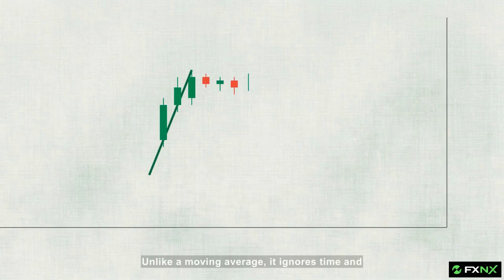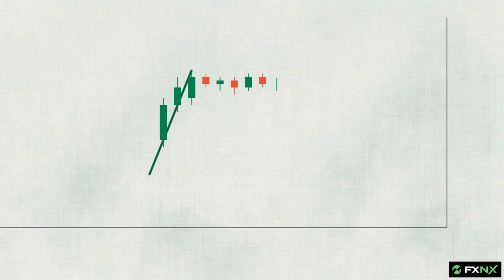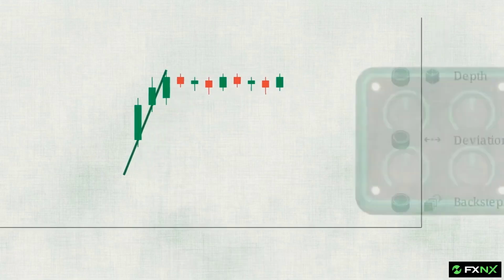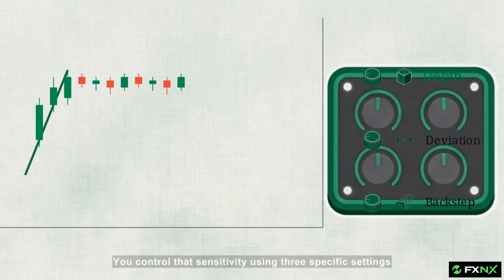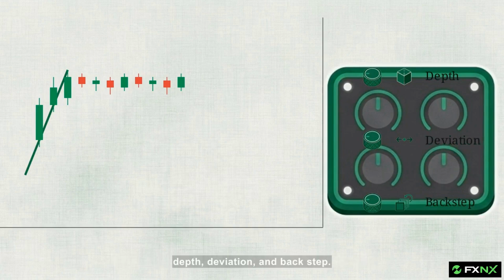This diagram shows how the zigzag calculates its path. Unlike a moving average, it ignores time and minor ticks. If the price bounces around within a tight range, the indicator does nothing. It only draws a new line when the market moves by a calculated percentage or pip threshold. You control that sensitivity using 3 specific settings on your trading platform: depth, deviation, and backstep.